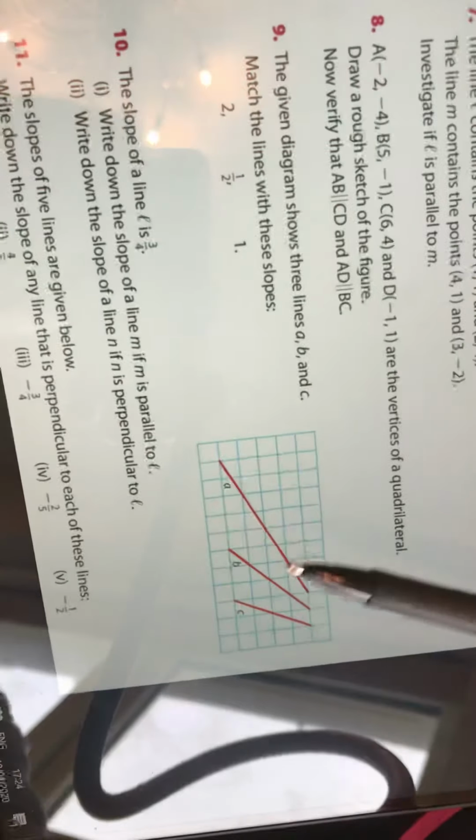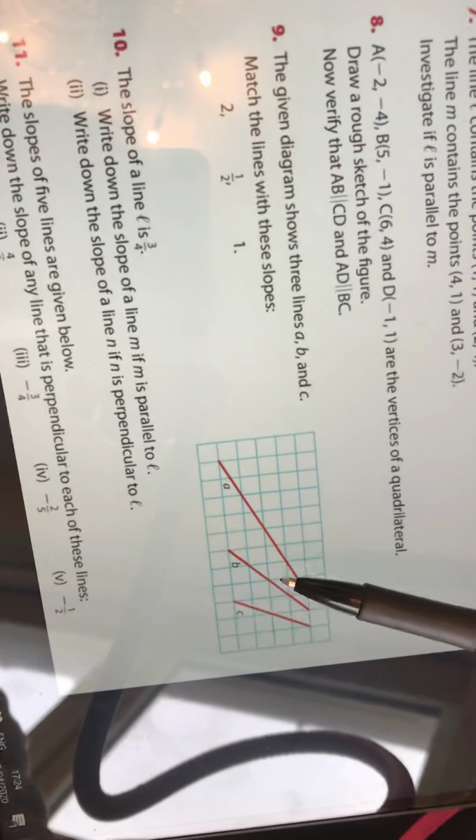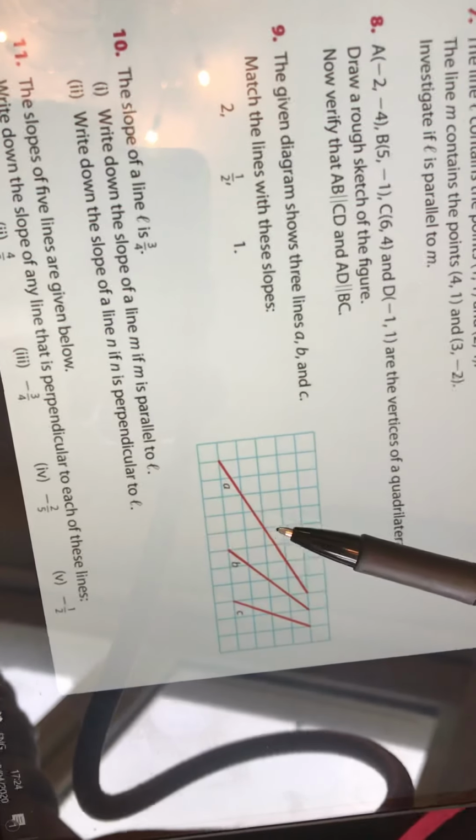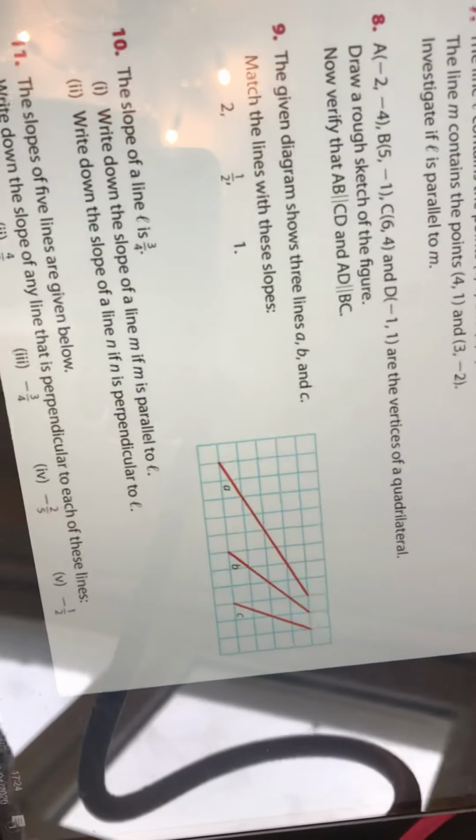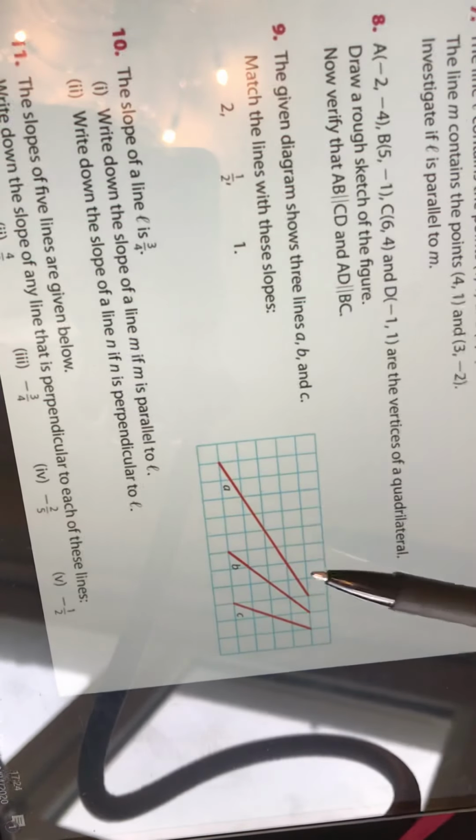Question 9. It was in the diagram. You have 3 lines, A, B, and C. Match the lines with these slopes. I'm going to show you this. Which one is the steepest? That one, so that's 2. That's the slope of 1. And that's the slope of a half. If they're my only options, that looks pretty straightforward.